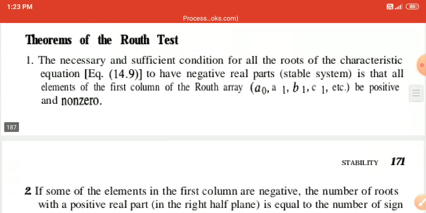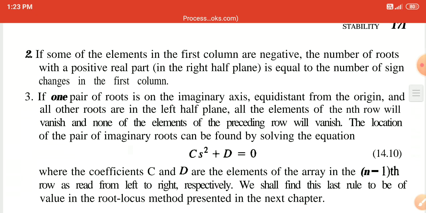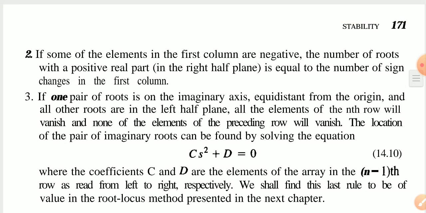Which is the theorem? This one, the second one. If some of the elements in the first column are negative, the number of roots with a positive real part in the right half plane is equal to the number of sign changes in the first column.